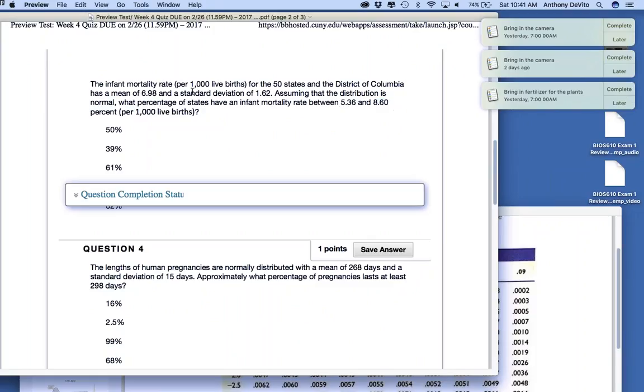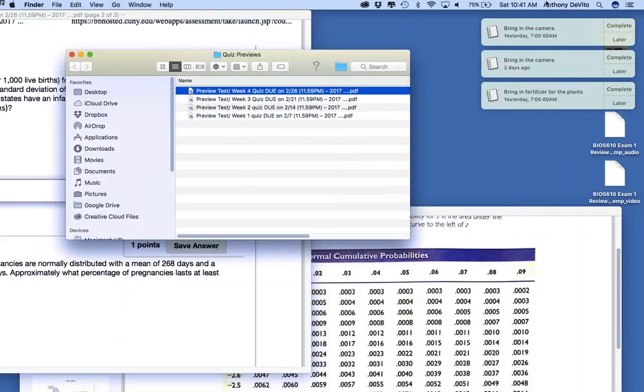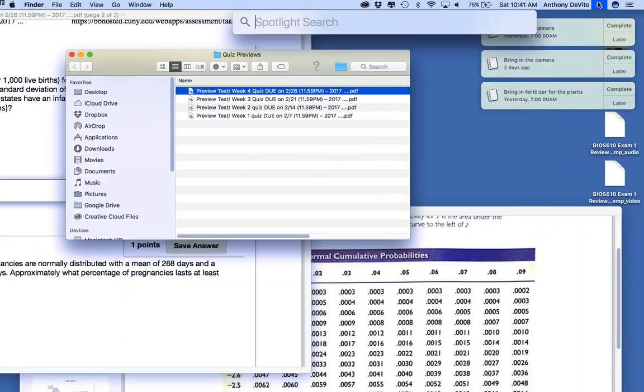Well, let's think about this. The infant mortality rate for 50 states has a mean of about 7 and a standard deviation of 1.62. Assuming the distribution is normal, what percentage of states have an infant mortality rate between 5.36 and 8.60? Well, how would we have to solve that? We'd have to draw a normal distribution, right? I'll leave it up to you to solve this, but I want to start you off with a sketch.